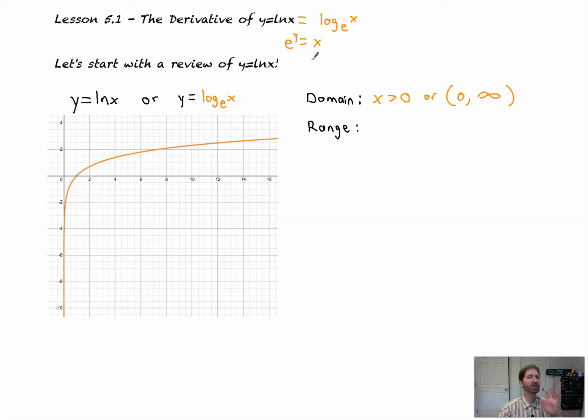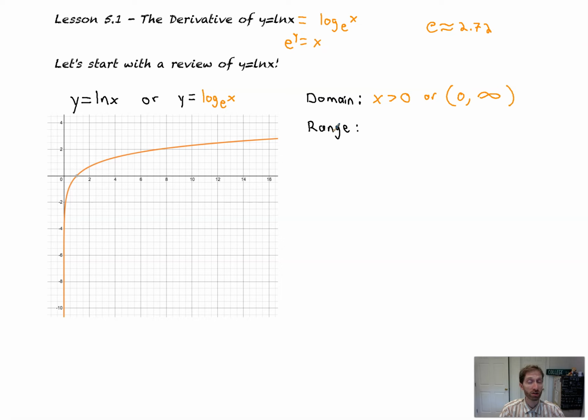And you might be like, wait, what was e again? Quick review. e is roughly 2.72, roughly. It goes on and on forever. It's actually an irrational number. It's beautiful, but it's roughly 2.72. Raise that to any power, you're not going to get 0, but you could get really close to it.